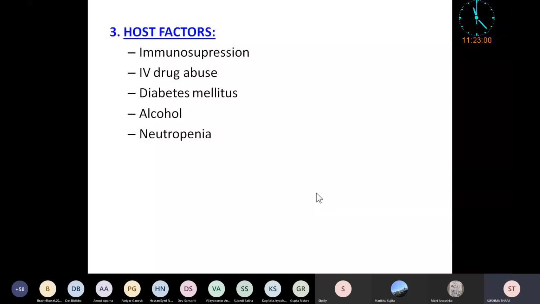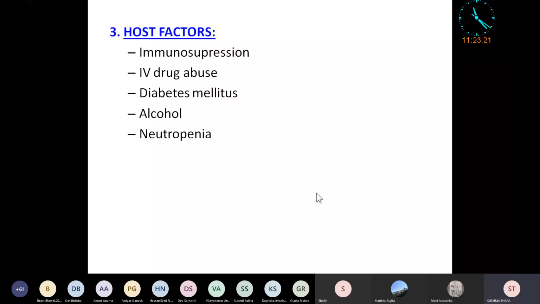Next, if a patient is an IV drug abuser, or if they are having some metabolic dysfunction like diabetes, or the patient is alcoholic, or if there is any neutropenia, a decrease in the neutrophil count due to some other reason, then these conditions will predispose to the disease.